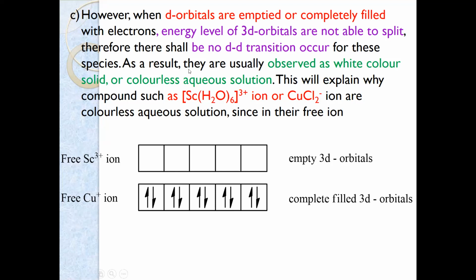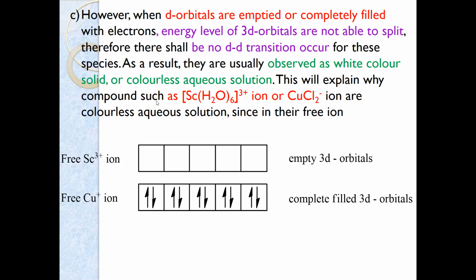Okay, so if the transition metal has no electron, or the d orbitals are completely filled with electrons, then no d-d transition takes place. So these complexes, when in solid form, will be observed as a white solid, and in liquid, they will be observed as a colorless solution. Okay, so simple as that.